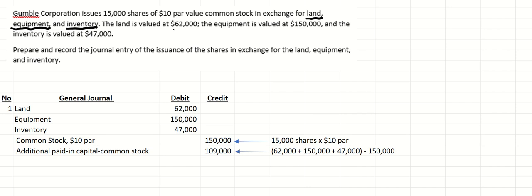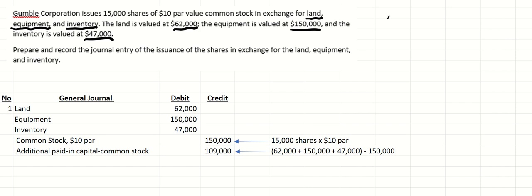So shareholders are making a contribution of land, equipment, and inventory in exchange for receiving ownership in the corporation. So the land is valued at 62,000, equipment is valued at 150,000, and inventory is valued at 47,000. What we need to do is prepare and record the journal entry of the issuance of the shares in exchange for the land, equipment, and inventory.